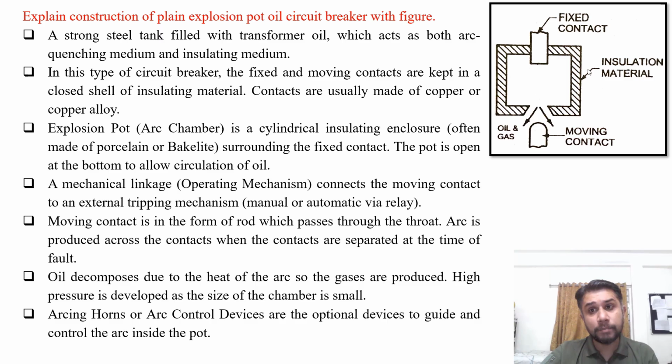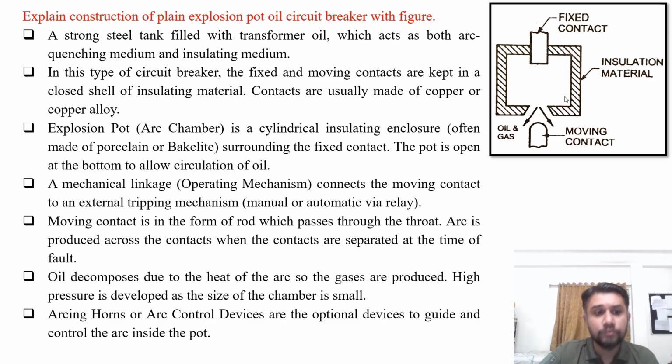Explosion pot or the arc chamber is a cylindrical insulating enclosure. This is the insulating enclosure, often made up of porcelain or bakelite material, surrounding the fixed contacts. The pot is open at the bottom of the chamber to allow the circulation of the oil and gas. Now, a mechanical linkage, that is operating mechanism, connects the moving contact to an external tripping mechanism, that is either manual or automatic via relay. This moving contact is in the form of a rod which passes through the throat.